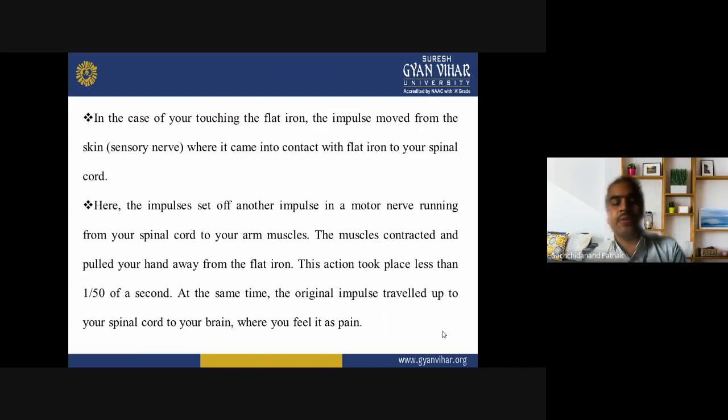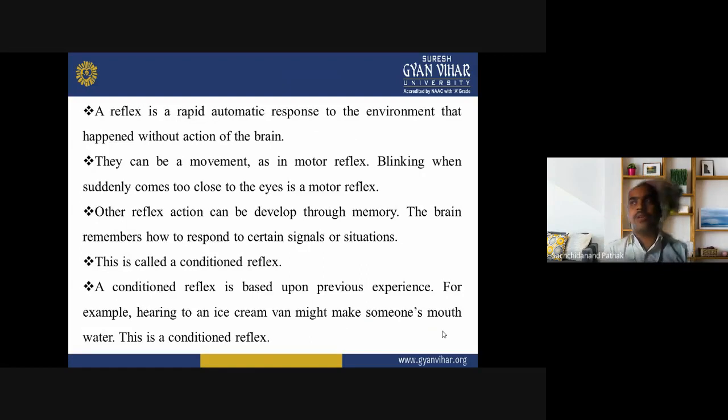At the same time, when you touch a hot object, the impulse will travel to your spinal cord. The spinal cord will cause the muscles to contract, and you will pull your hand back. That is a reflex action, and the path is the reflex arc. But at the same time, this impulse will also travel to the brain from the spinal cord, so then you will feel the pain. If you have injured your hands by touching these things, then you will feel the pain.